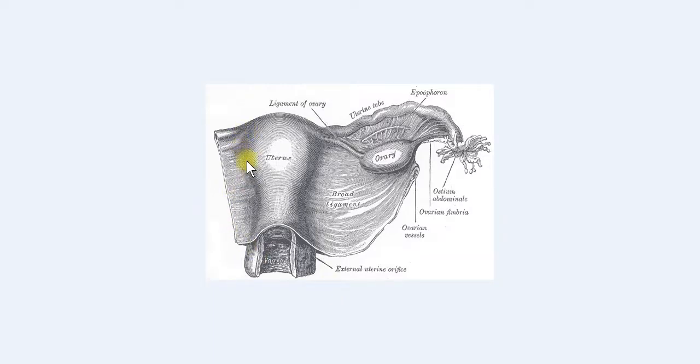The two lateral borders are connected to the pelvic wall by a modification of peritoneum called the broad ligament. This broad ligament extends from the lateral border up to the pelvic wall. Where the fallopian tube connects to this end of the uterus, there is also the origin of two ligaments: the round ligament and the ligament of the ovary. They are all part of the broad ligament.